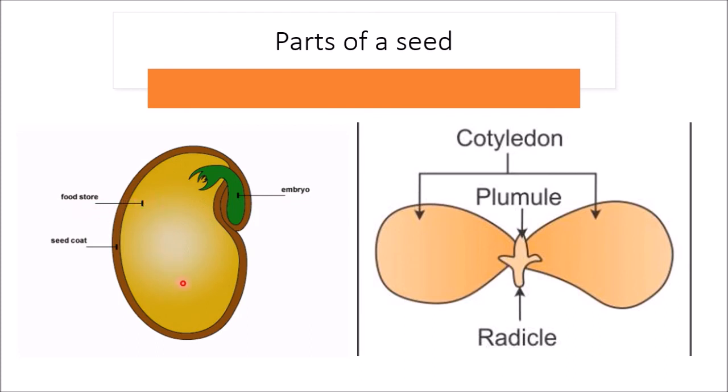The part of the baby plant in the seed which develops into the shoot with leaves is known as the plumule, and the part which develops into the root is called the radicle. The part of the seed which contains the stored food for the baby plant is known as the cotyledon, right?